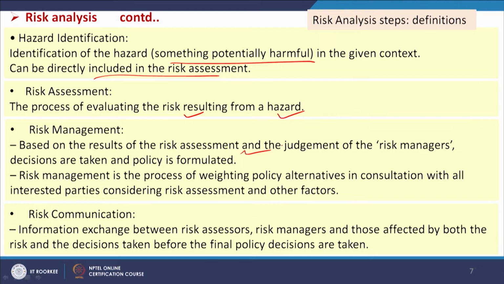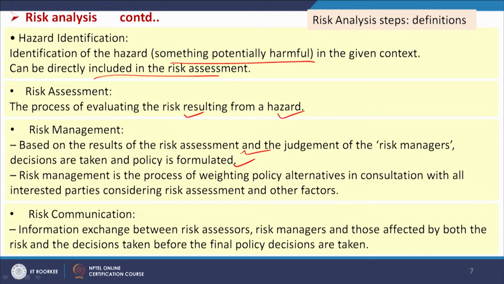risk assessment is the process of evaluating the risk resulting from a hazard, any sort of hazard. What will be the risk of it, that will be assessed. And then risk management, based on the results of the risk assessment and the judgment of the risk managers, those experienced persons who have knowledge on this subject, they will assess it and take a decision, and then the policy will be formulated.